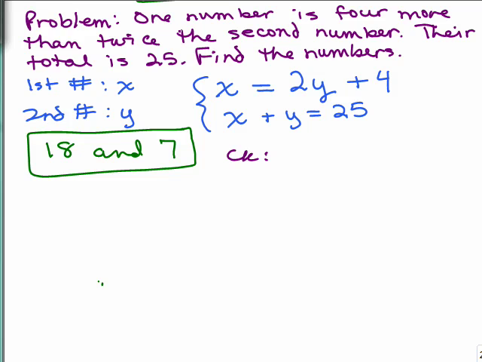One number is 4 more than twice the second. Okay, obviously 18 is the bigger number. So is that 4 more than twice as big as 7? Could you do that in your head? What's twice 7? Well, it's 2 times 7. That's 14. What's 4 more than that? 18. Perfect. Yeah. 18 is 4 more than 2 times 7, right? So you can sort of convince yourself of that. And their total is 25. Is 18 plus 7 25? Yeah. Okay, great. So the numbers we're looking for are 18 and 7.